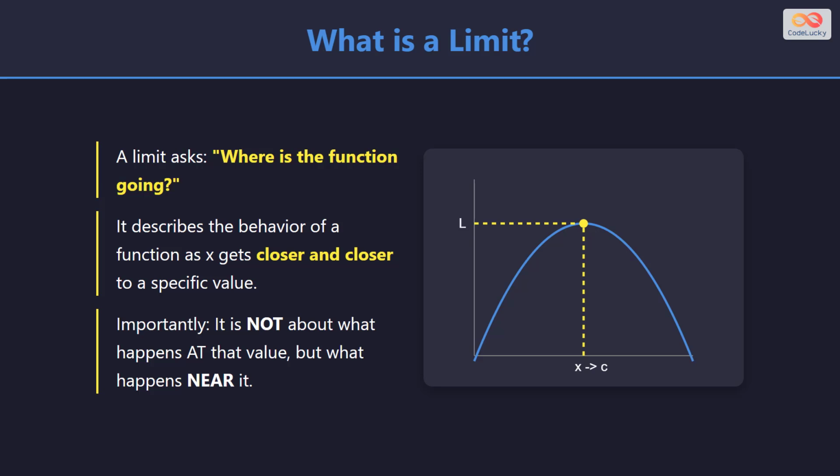Before we dive in, let's quickly review what a limit is. A limit asks the question, where is the function going? It describes the behavior of a function as x gets closer and closer to a specific value. The most important thing to remember is that a limit is not about what happens at that exact point, but rather what happens near it. This distinction is crucial for today's topic.